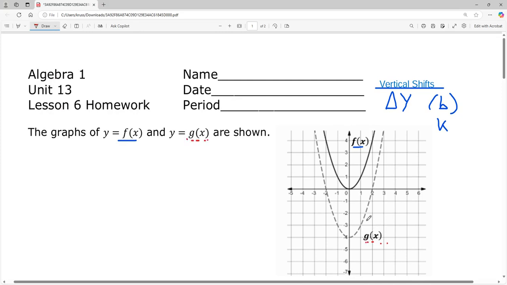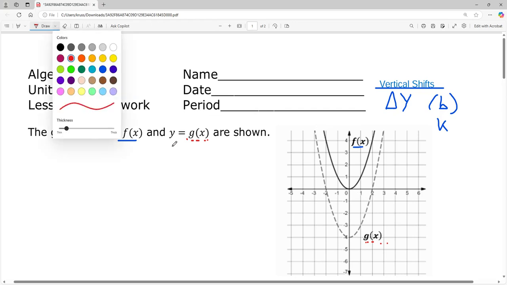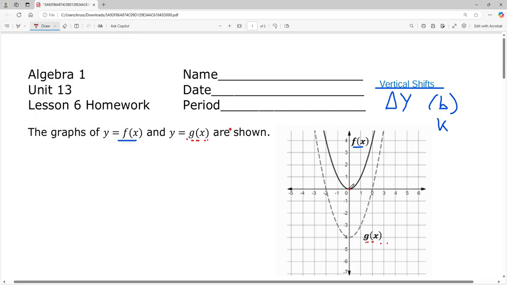Okay, and how did it shift? If you look here, let me make the dot a little bigger. My original vertex on this parabola was at 0, 0, and it shifted down. The x value stayed the same, but the y value is now -4. So the change in y was -4.